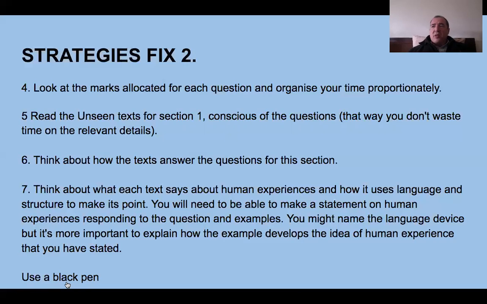So if I say, well, they use a metaphor here, they use a personification. Well, so what? The identification is a lower order question, but the analysis of that identification is a higher order. So try to push yourself and always ask yourself, so what? Let me go a little bit further. And of course, try to use a black pen. There's a reason they ask for a black pen. It's easier to read, unless you've got special provisions.